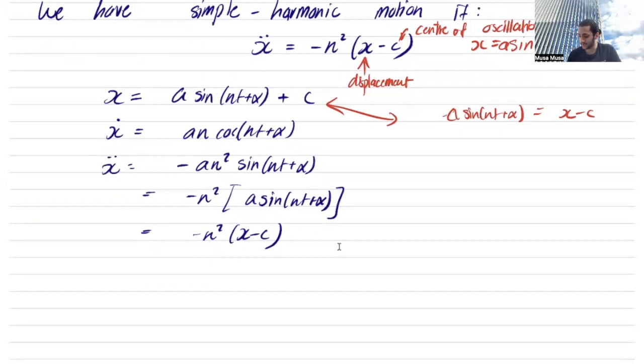Oftentimes, you might see it written like this: x double dot equals minus n squared x. That's just because c equals 0, so the center of oscillation is 0.